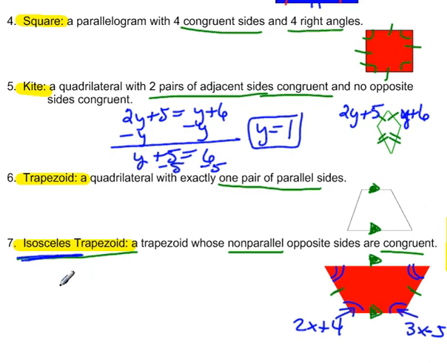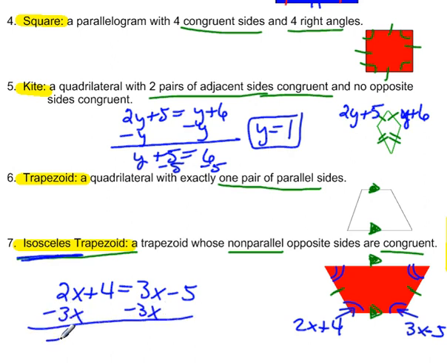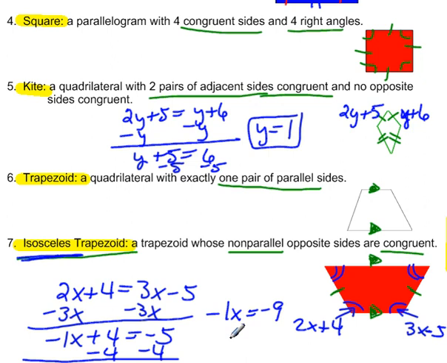Therefore, you would say that 2x plus 4 is equal to 3x minus 5. And you would solve this equation. I would subtract 3x from both sides, even though it gives me a negative x. And then I would subtract 4 from both sides. And so we have negative 1x is equal to negative 9. So when you solve this, you get x is equal to 9. Now, we could plug 9 in and find out what these angles are, or we could just solve for the variable. And that's your lesson.